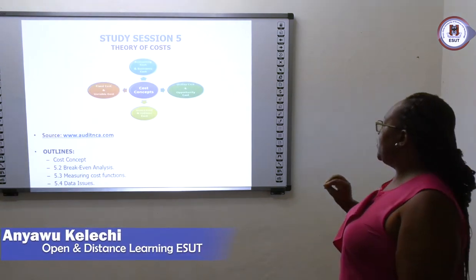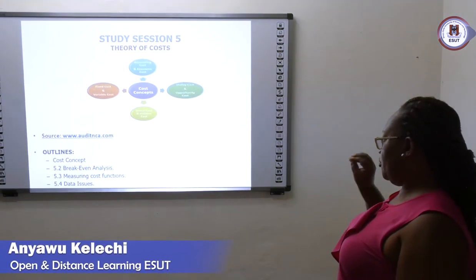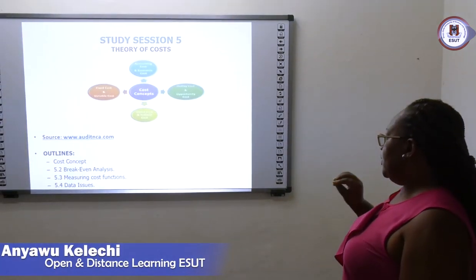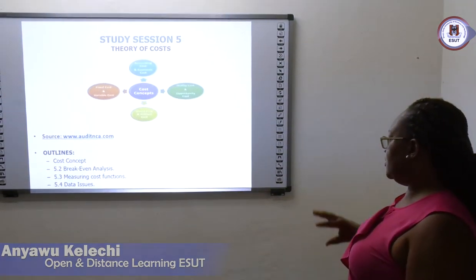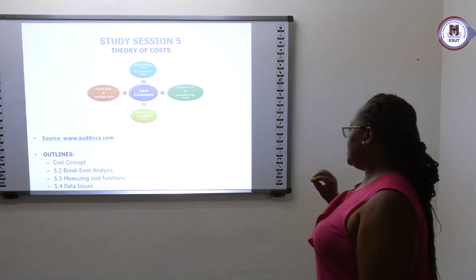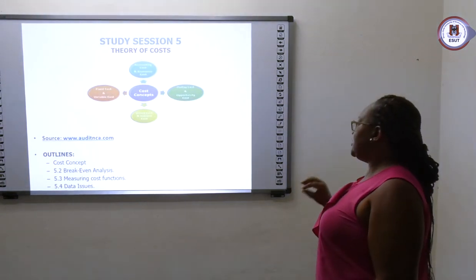In this section, we now see the theory of cost. We are going to look at the concept of cost, the break-even analysis, measuring cost functions and data issues.